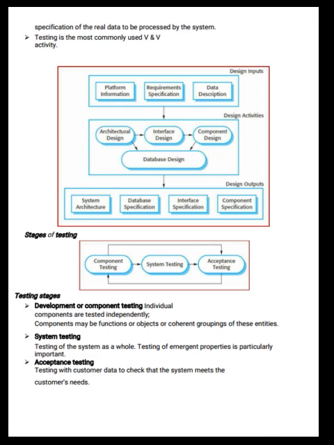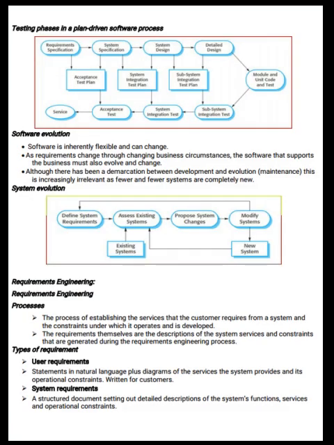Now let us see stages of testing. The testing stages. Development or component testing: individual components are tested independently. Components may be functions or objects or coherent groupings of these entities. System testing: testing of the system as a whole. Testing of emergent properties is particularly important. Acceptance testing: testing with customer data to check that the system meets the customers' needs. See the figure. Testing phases in a plan-driven software process.